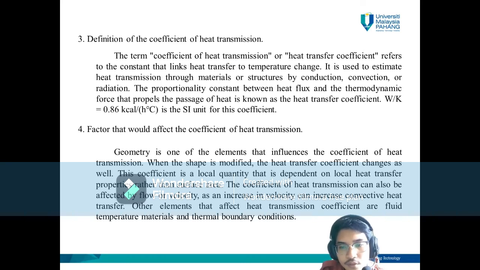Factors that would affect the coefficient of heat transmission. Geometry is one of the elements that influence it. When the shape is modified, the heat transfer coefficient changes as well. This coefficient is a local quantity that depends on the local heat transfer properties rather than surface area. The coefficient can also be affected by flow or velocity, as an increase in velocity can increase convection of heat transfer. Other elements that can affect it are fluid temperature, material, and thermal boundary condition.